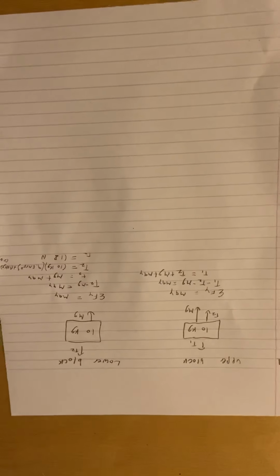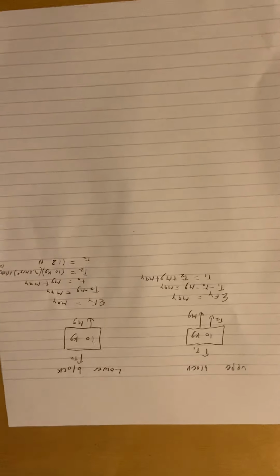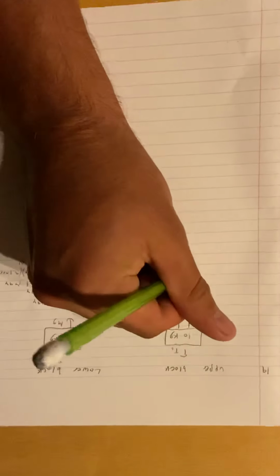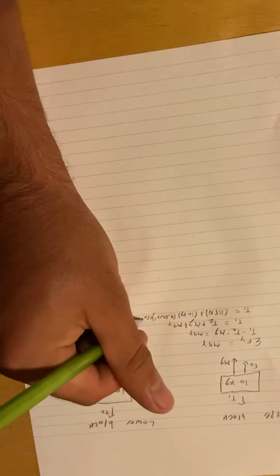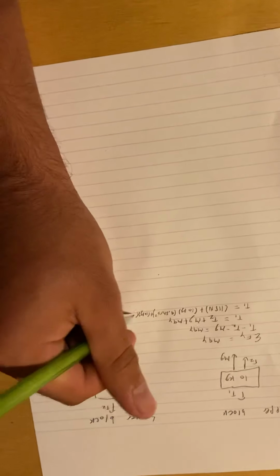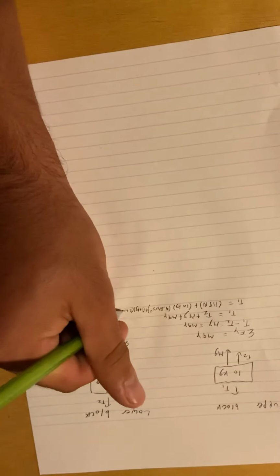Okay, so then we just solved for T2, and now that we know T2, we can solve for T1 by plugging that into our other equation. So T1 equals 118 newtons plus 10 kilograms for the mass times 9.8 meters per second squared for the acceleration due to gravity, plus 10 kilograms again for mass times the acceleration, which is 2 meters per second squared.